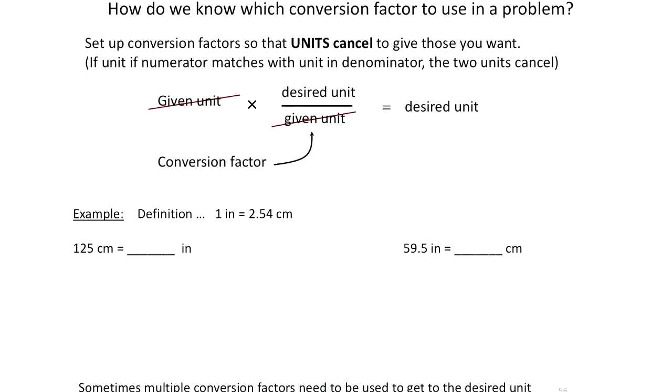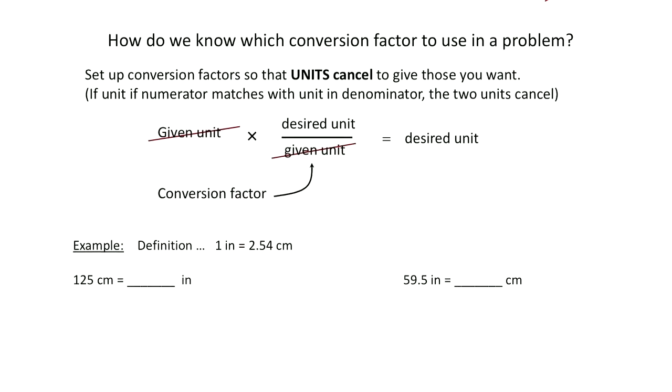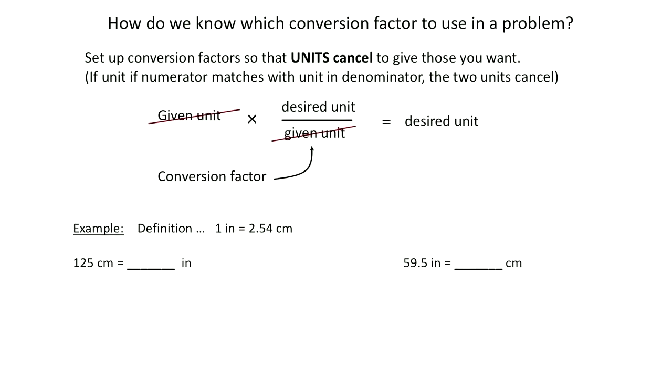So how do you know which conversion factor to use? Do we use this one or this one in a calculation? It's all about canceling units. Look at the unit that we're given, that's in our numerator. Put whatever you want to cancel on the bottom of your fraction, your denominator, so they cancel out, and you put whatever you want up top. And that's how you get your new desired unit.